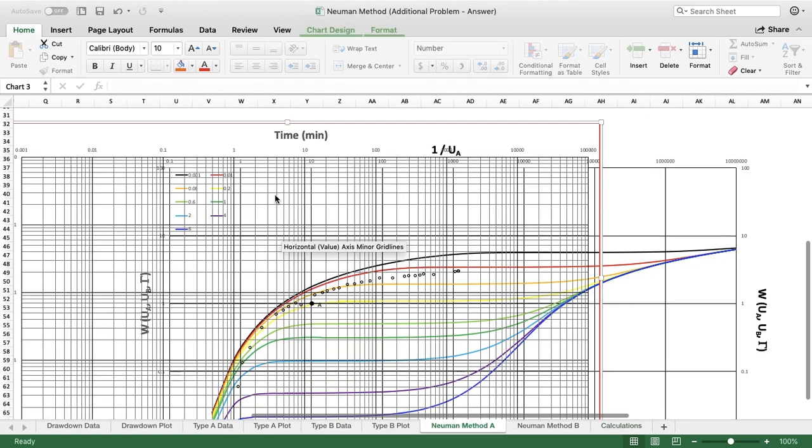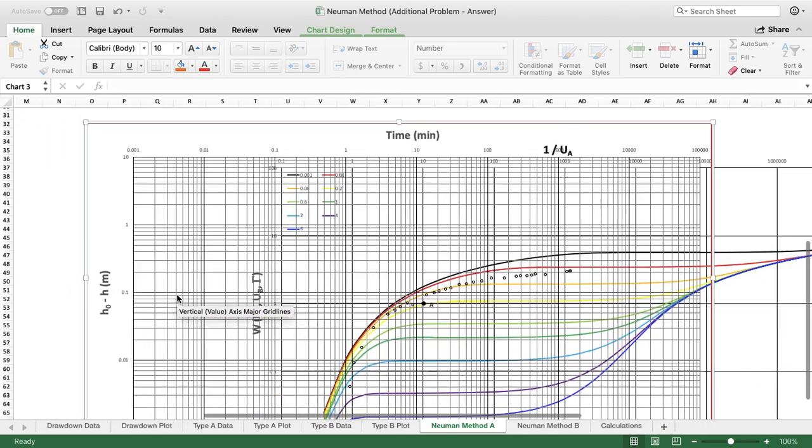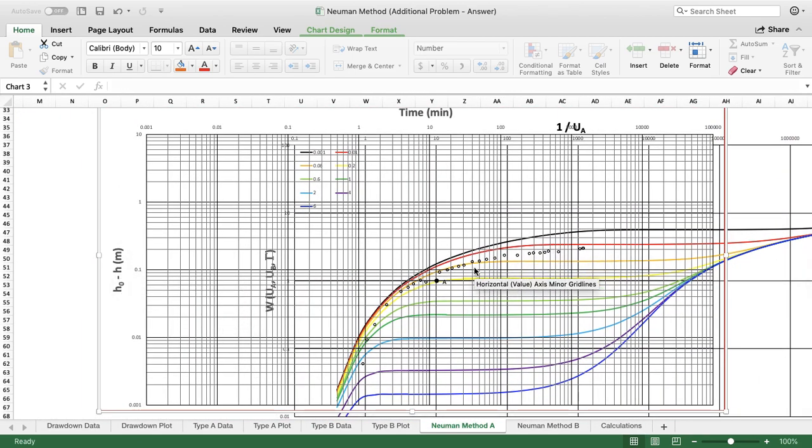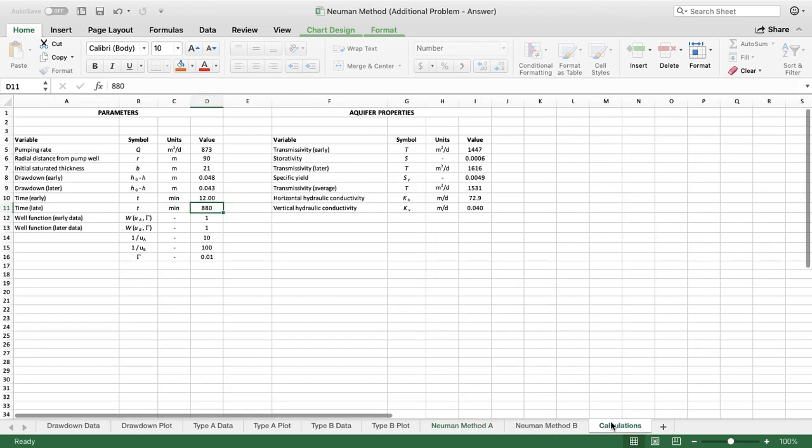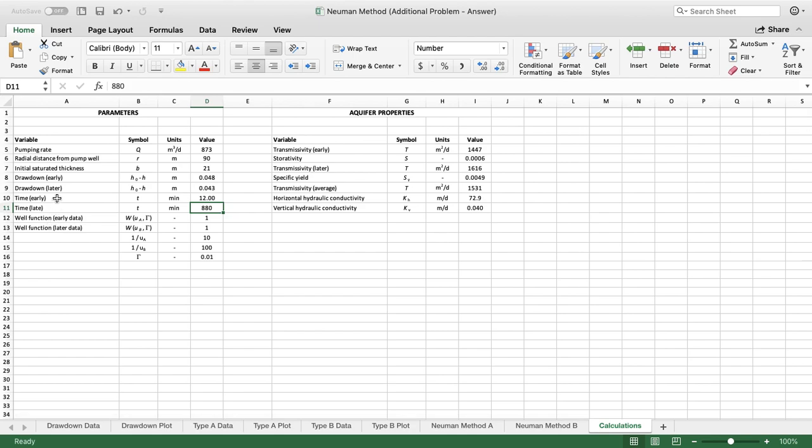And then take the same A point and read off the drawdown. So it's coming along this line here, this line here, this line here, which is, so what's that? This is 0.1, this is 0.09, 0.08, so it's 0.07. So I'm going to put for my drawdown early 0.07.